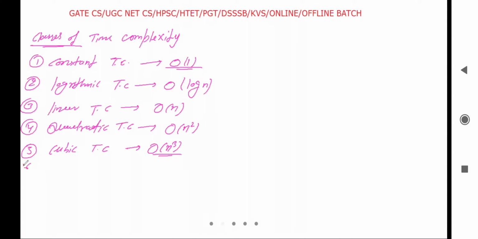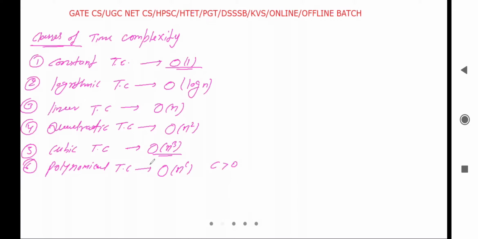Next one is polynomial time complexity. Polynomial time complexity is order of n power c, where c is a constant greater than 0.